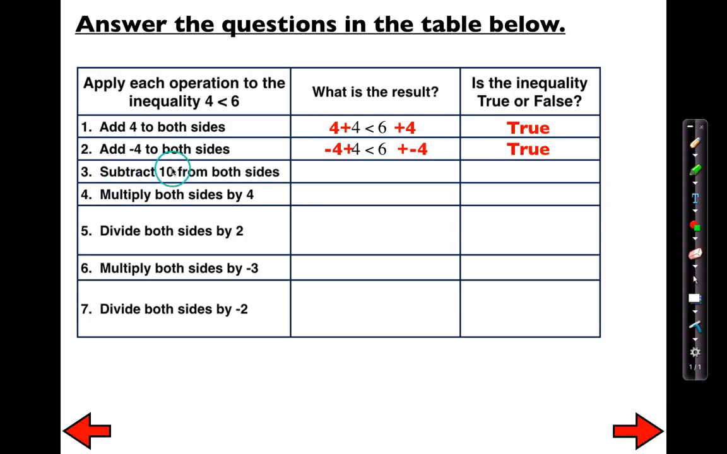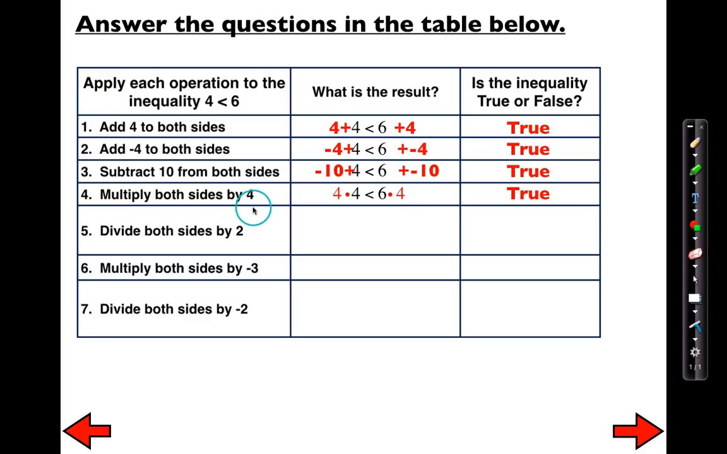Number 3, subtract 10 from both sides. So here, if I take 4 and subtract 10, which is basically adding a negative 10, the same thing, I would go ahead and have negative 6 on this side, which is going to be less than a negative 4. Is that true? Also true. Number 4, multiply both sides by 4. Okay, so starting with 4 less than 6, let's multiply both sides by 4. We're going to get 16 is less than 24. Is 16 less than 24? Yes, so that is, again, true.